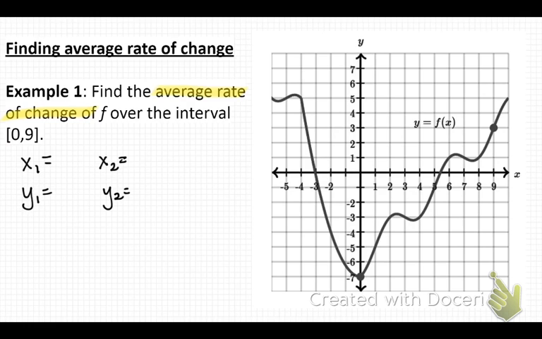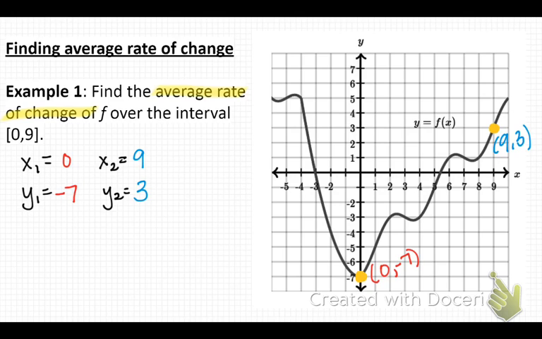Okay, so my first one is 0 and my second one is 9. If you look at this graph, the points are already plotted. So there's 1, and here's the second one. If I look at my first x value, it's 0, negative 7. Is that y1? Yes. My second one is 9, 3.